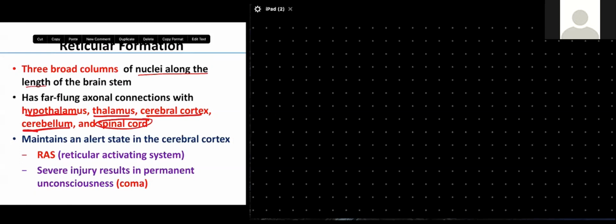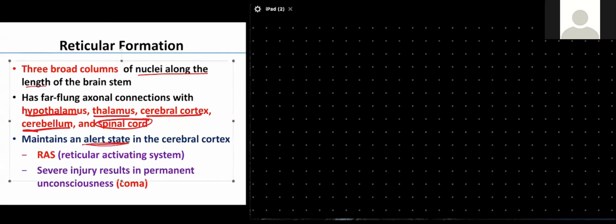And the main function here of this brain system is going to be to maintain the alert state of the cerebral cortex. If a person did have a severe damage to the reticular formation, to the brain stem, where the reticular formation nuclei are going to be kept, this is going to result in permanent unconsciousness, or what we call coma.